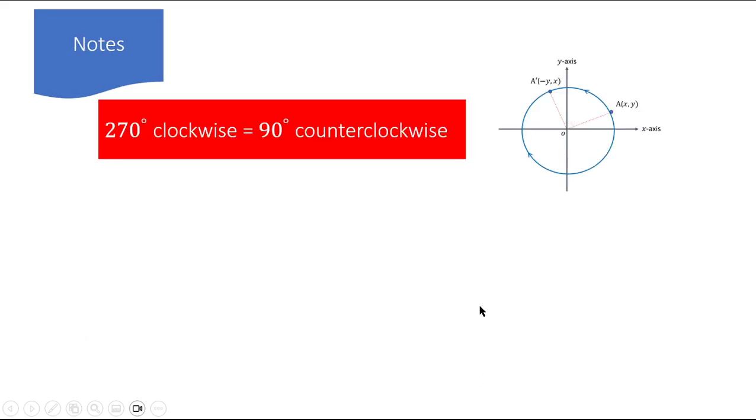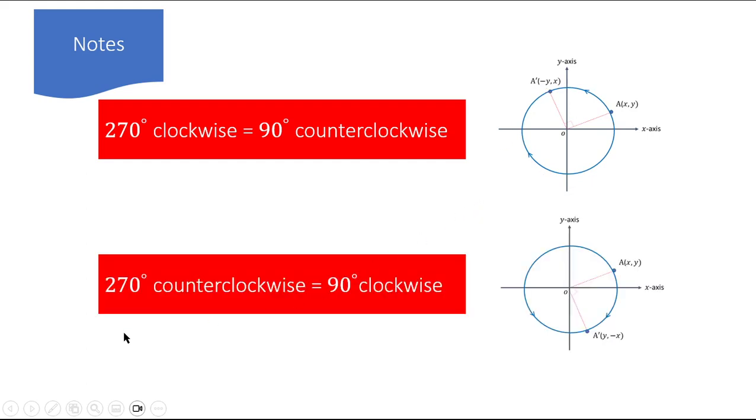Notes. 270 clockwise, if they ask you to do 270 clockwise, that means from this point, I'm going 270 degrees to this point. It's the same as 90 degrees counterclockwise. If the question is 270 degrees counterclockwise, 270 degrees counterclockwise is the same as 90 degrees clockwise.